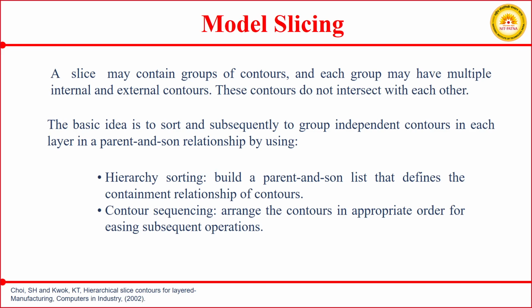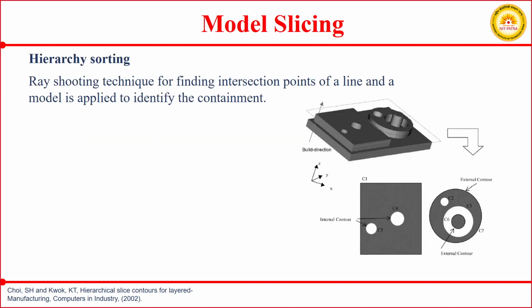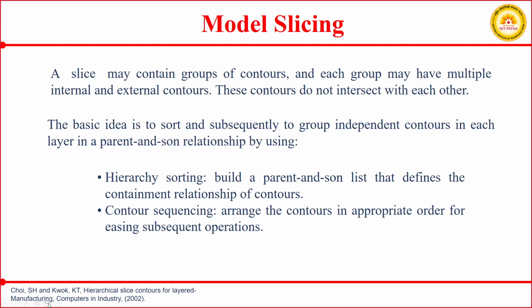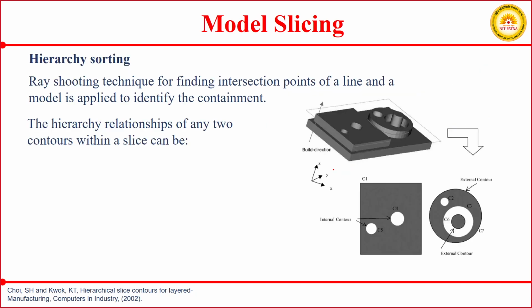We have discussed model slicing, and in this we could see that we have hierarchy sorting, then contour sorting, right? In hierarchy sorting, we are building a parent-son list, which basically defines which contour is containing another contour. If it is containing another contour, then we see the parent-son relationship.